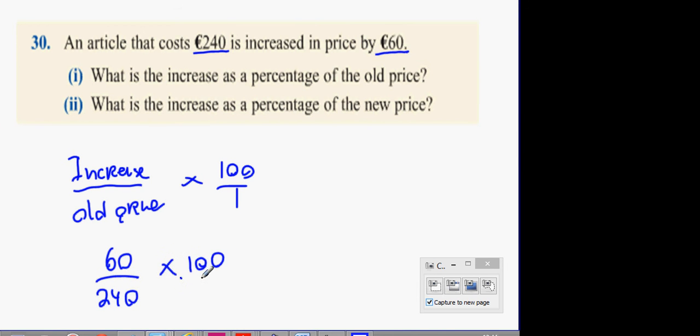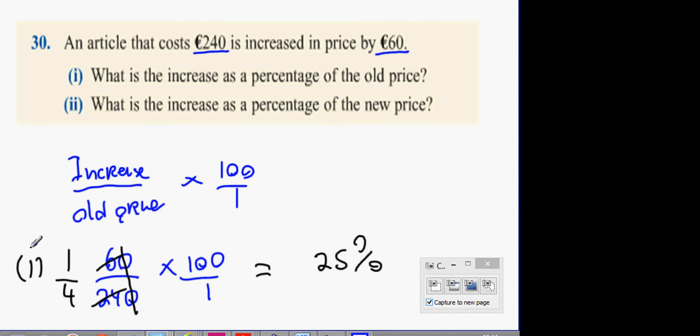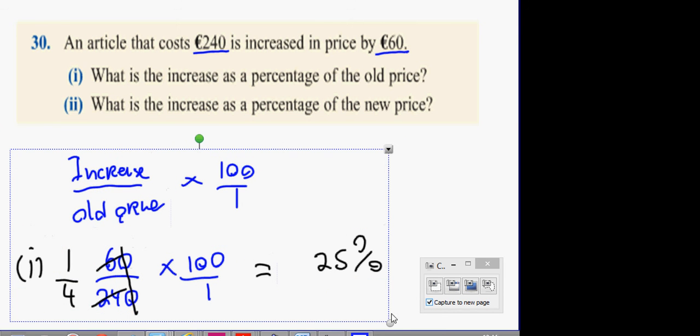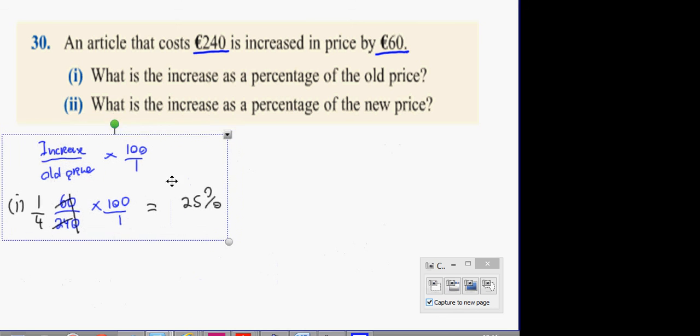What can you do now? You can cross out the 0 on 60 and the 0 on 240. And then 6 goes into 24 four times. Okay, so 6 over 24 is the same as a quarter. And what's a quarter of 100? 25%. Well done, Donald. Easy peasy for you. Okay, guys, that's that question done.